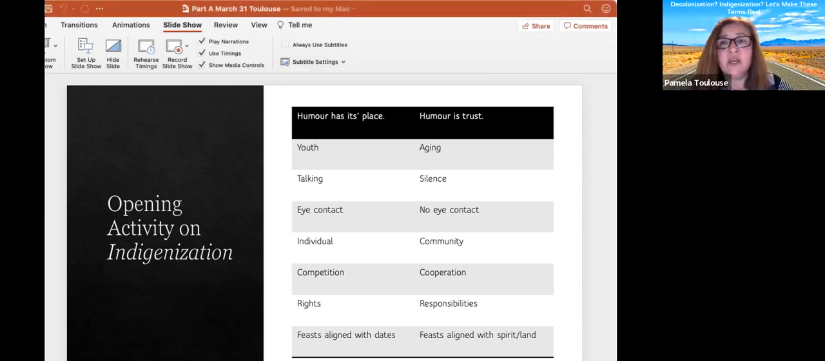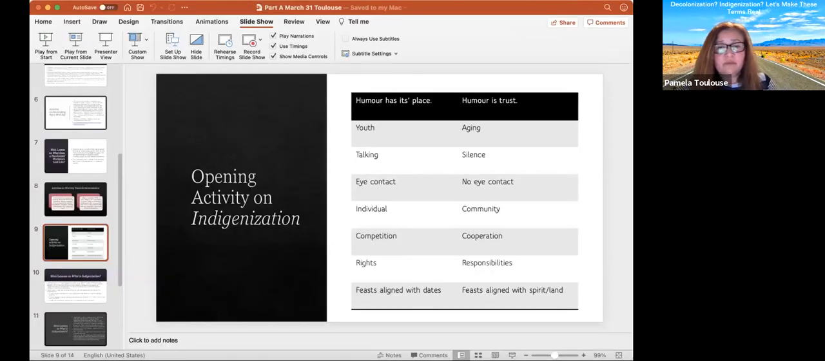So here it is, my beautiful friends. We are going to go right here. The opening activity on Indigenization, go to number 4. And I want you just to put number 4, which is a value, a value that either you have in your life right now, or that you're really hoping you can embrace.